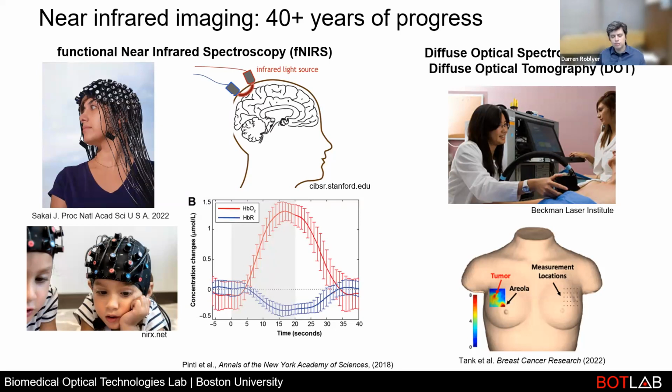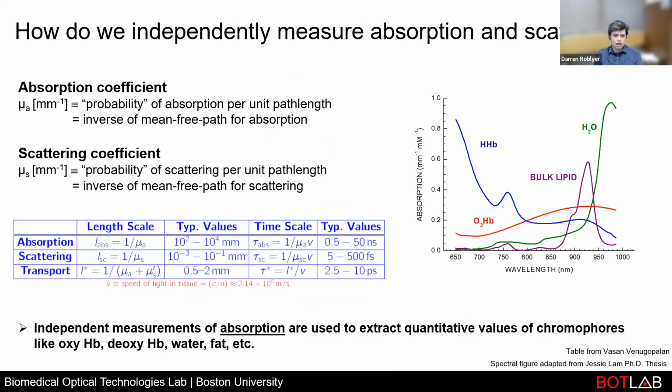And so near-infrared imaging in general has some advantages in that it's label-free, provides functional information in that it can tell you about changes in oxy and deoxyhemoglobin, and it can measure quite deep. And the fundamental contrast for these technologies is a combination of both absorption and scattering.